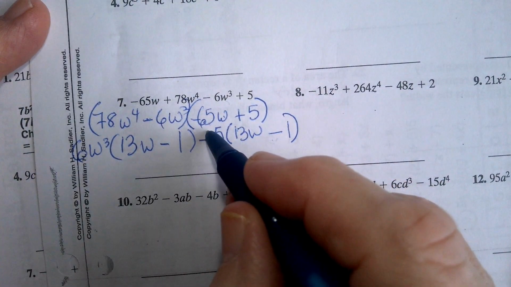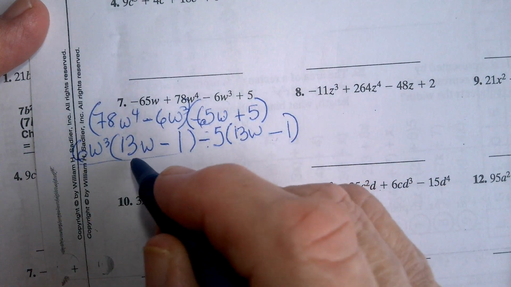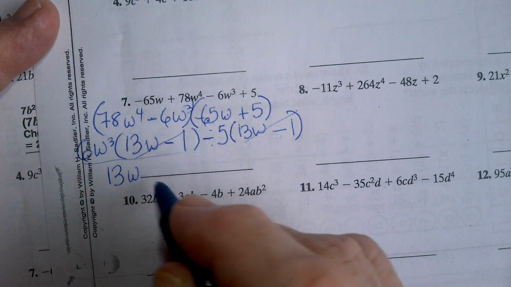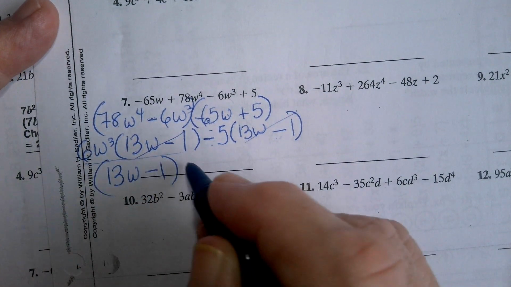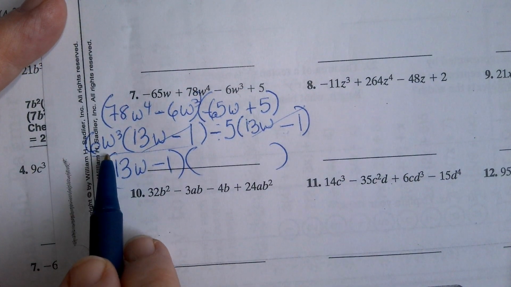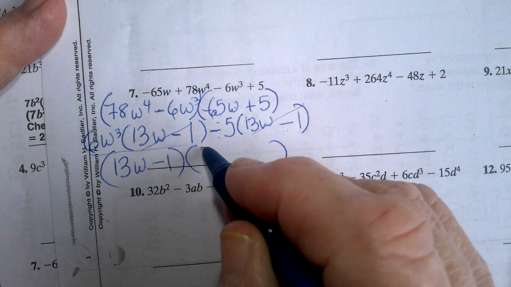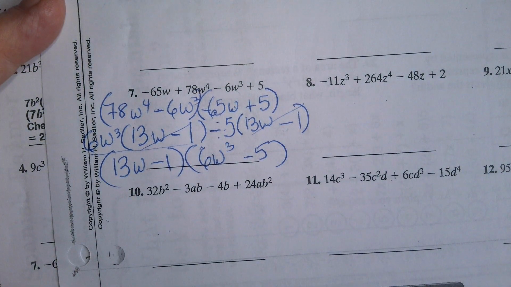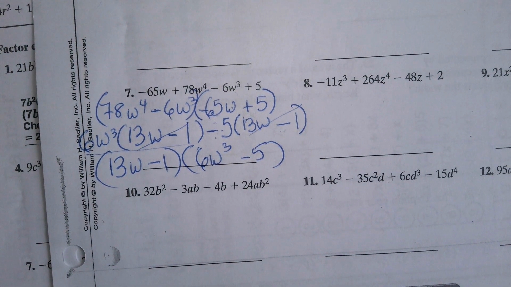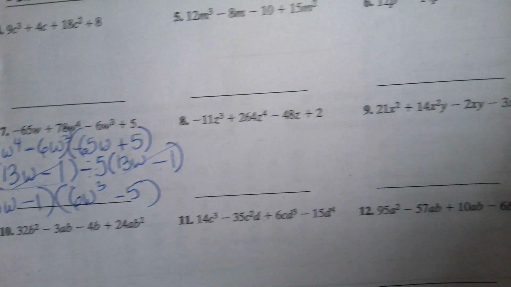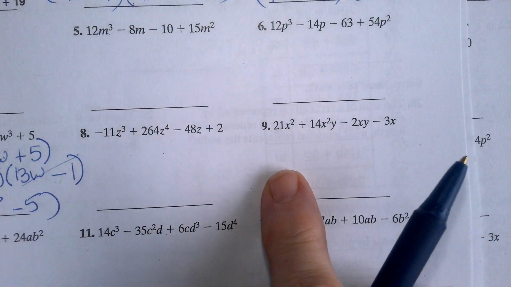Yeah, because again, here's our two terms now separated by the minus. So in each of those, there is a 13W minus 1 times, what is this going to be? 6W to the cubed minus 5. Very good. And we'll see if we could do one more like that. Okay, we'll do this last one right here, this number 9.